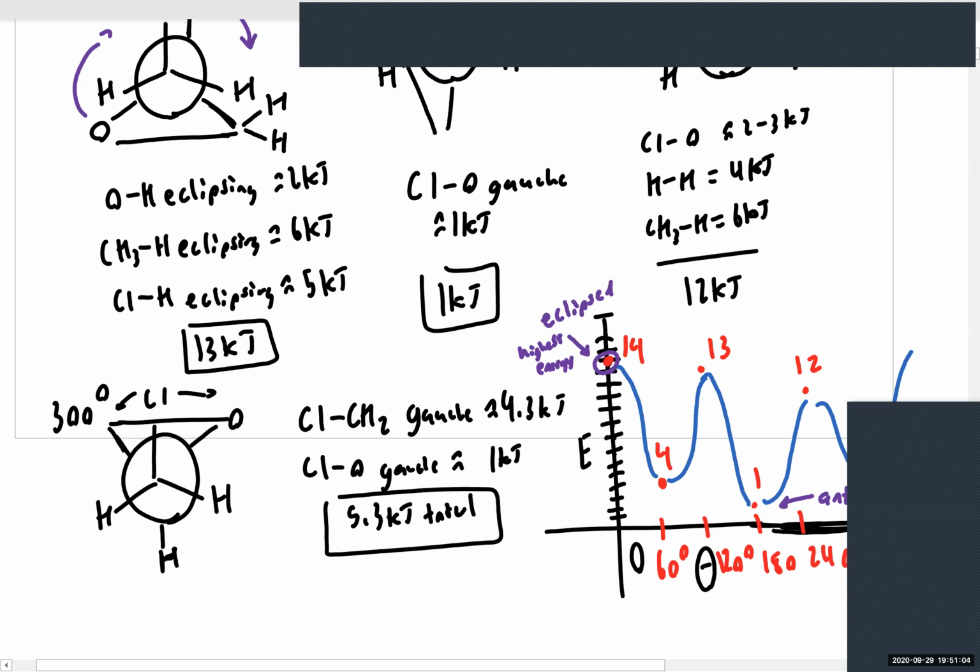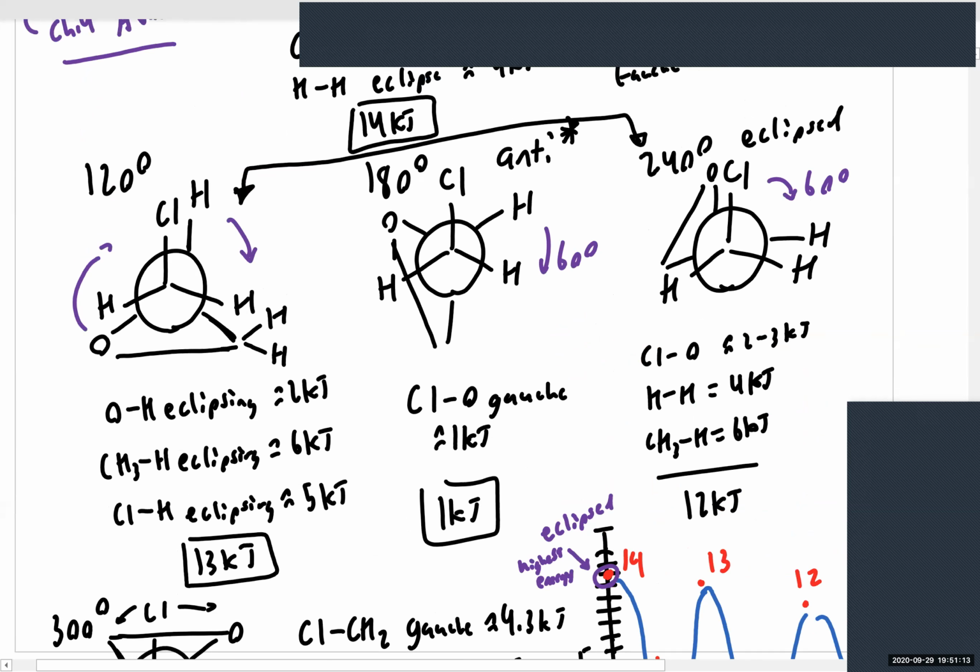Will the graphs always look kind of like cosine graphs, or do they ever? They will almost always be cyclical in nature, because every 60 degrees you go from an eclipsed to a staggered conformation. Does that make sense? Perfect.